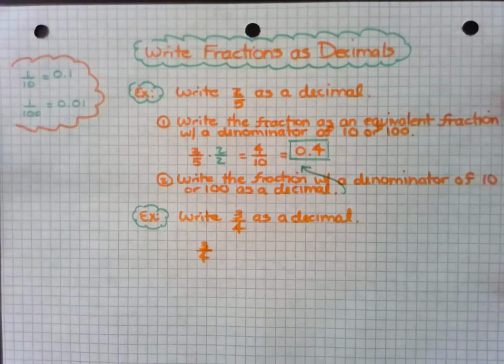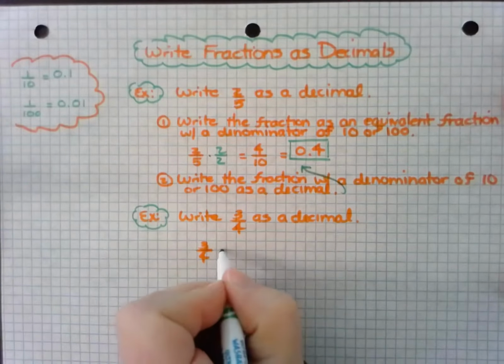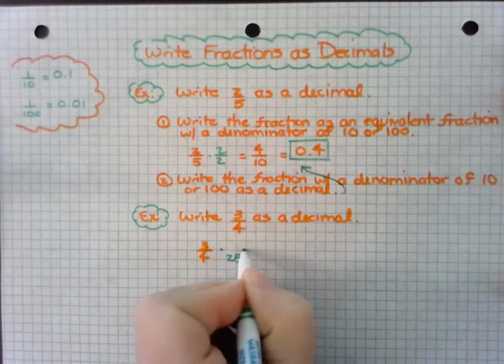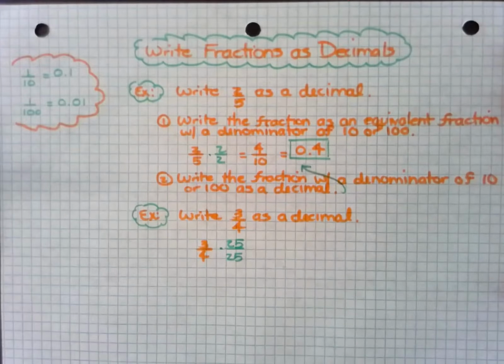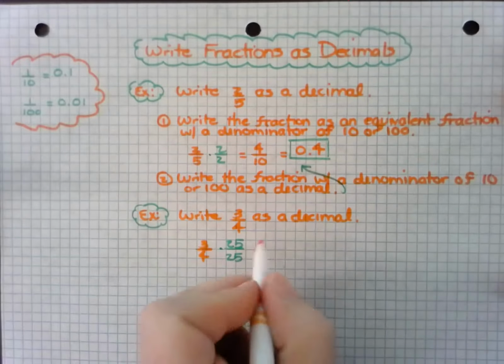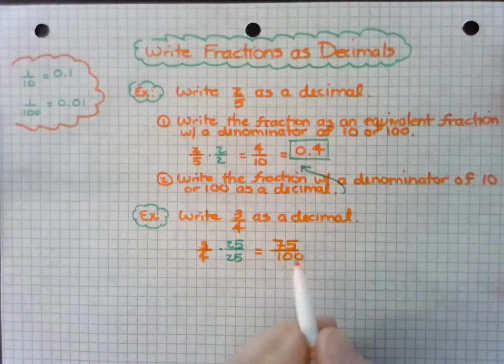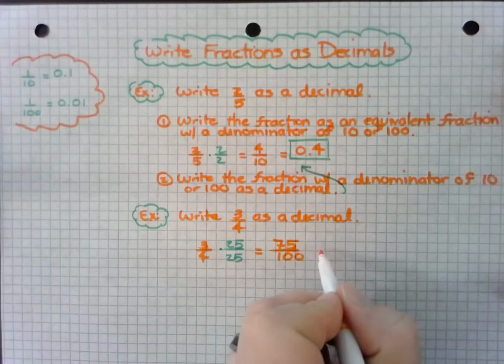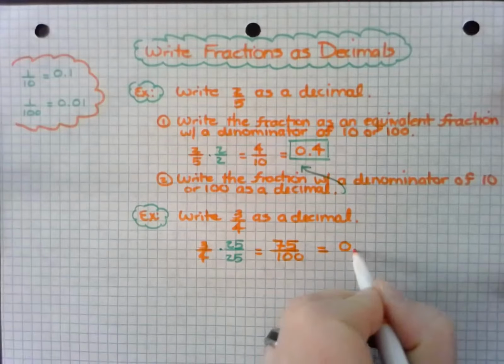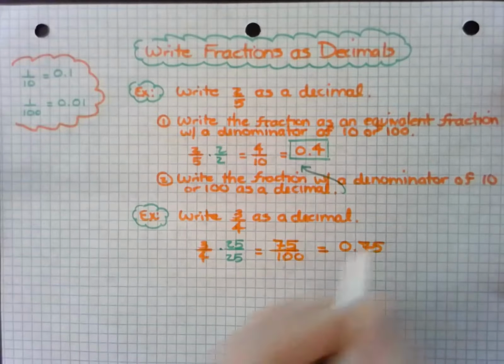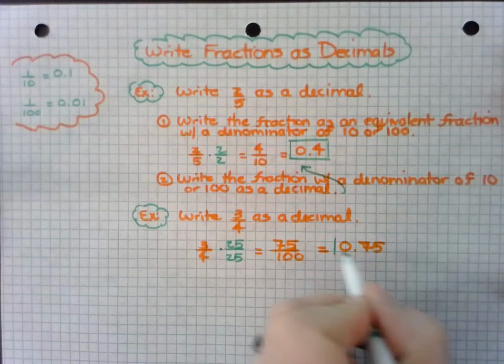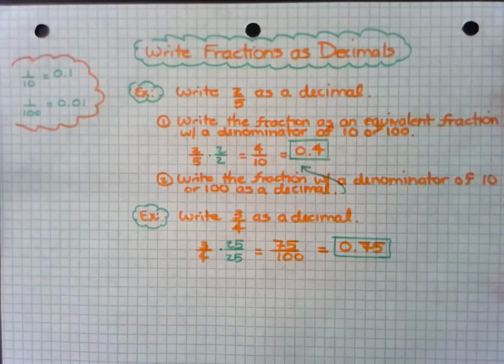If I think about money in quarters, I know there are 4 quarters in a dollar, so I know that there are 4 25s in 100. And so that would give me 75 out of 100. And now that I have a hundredths place visible in my denominator, I can express that as 0. and then put 75 in the hundredths place.